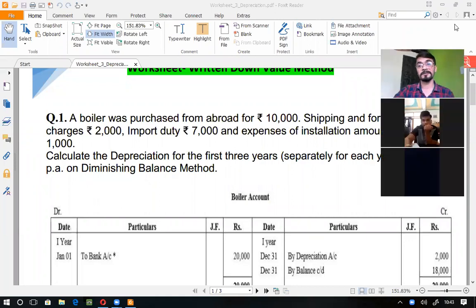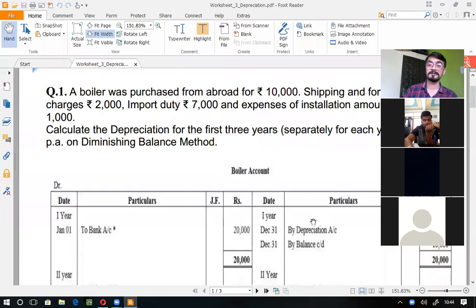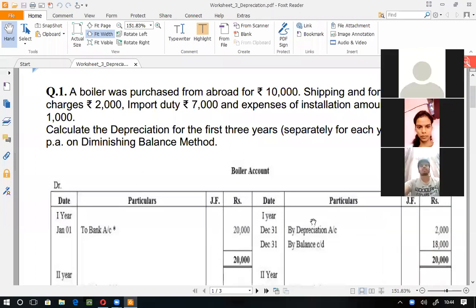So to bank account, the first step will be to write down the cost of the asset, which is 20,000. We'll note it down on the debit side, rupees 20,000. I hope this is done. Then the rate of depreciation, how much was the percentage of depreciation? Percentage of depreciation is 10%. We have depreciation at the rate of 10% per year. So what will be the amount of depreciation for the first year? 2,000. Very good, Ayush. So for the first year, the depreciation will be 2,000.